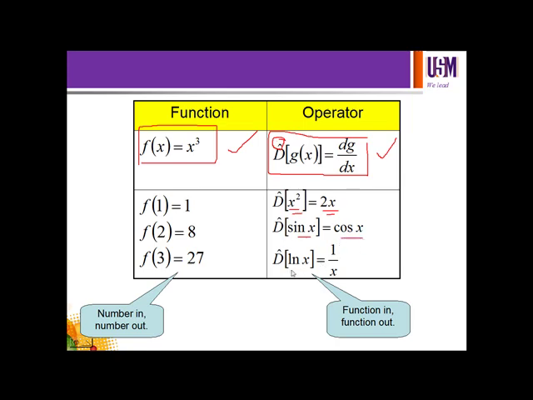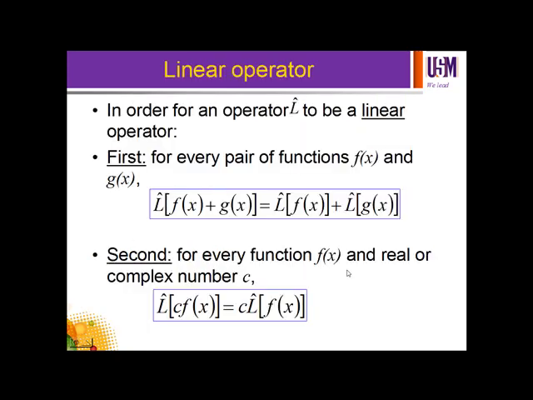If you put in natural logarithm x or ln x, then if you differentiate this, it will give you another function, 1 over x. So basically an operator is an expression where you put in a function, then the operator will give you another function. So those are the differences between a function and an operator.